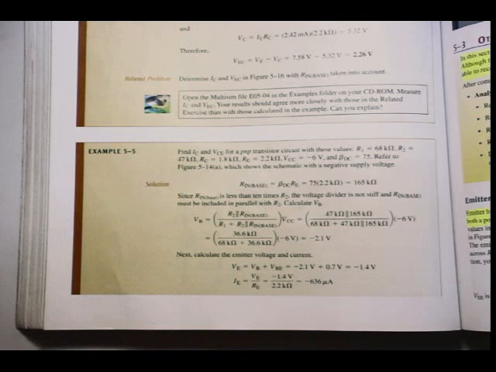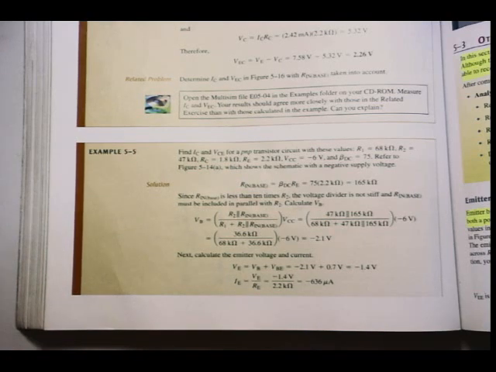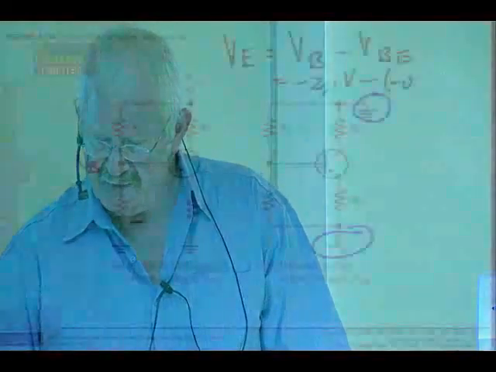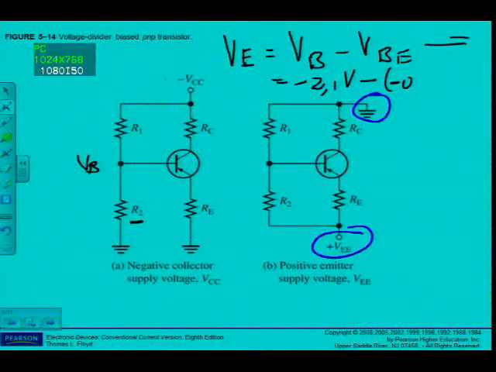Don't you agree? Remember, with the NPN, we said VE is equal to VB minus VBE. Is that true? In this case, the value of VB was equal to minus 2,1 volts minus, what's the value of VBE? Negative 0,7. Negative 0,7. Remember there? VB minus VBE. That formula is still the same as for the NPN.